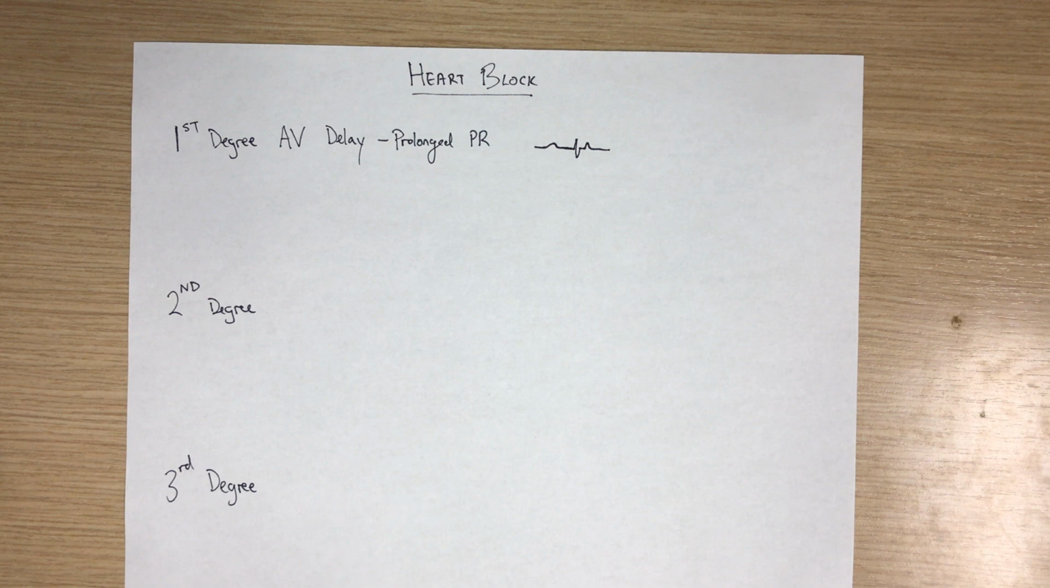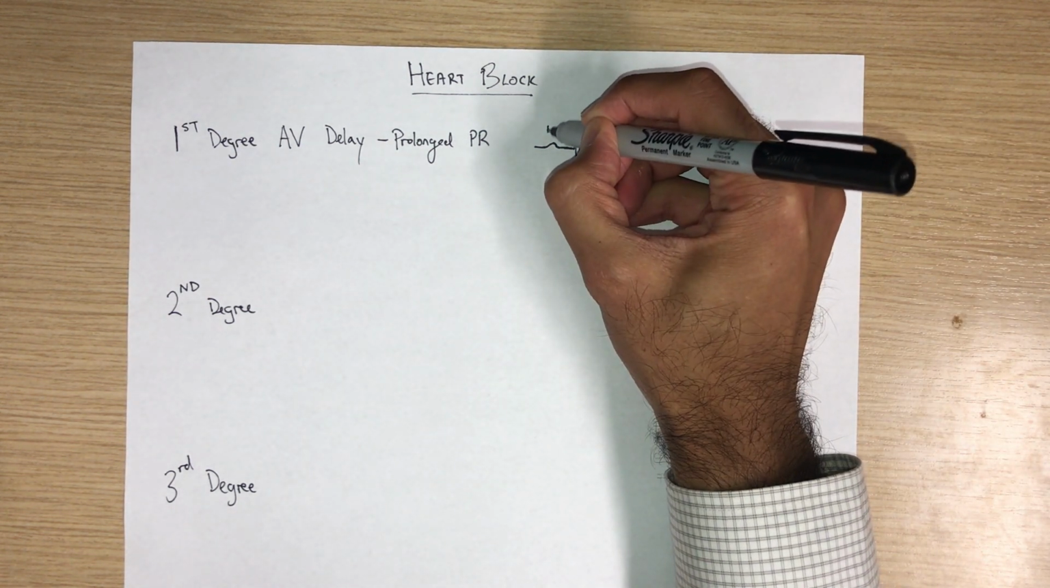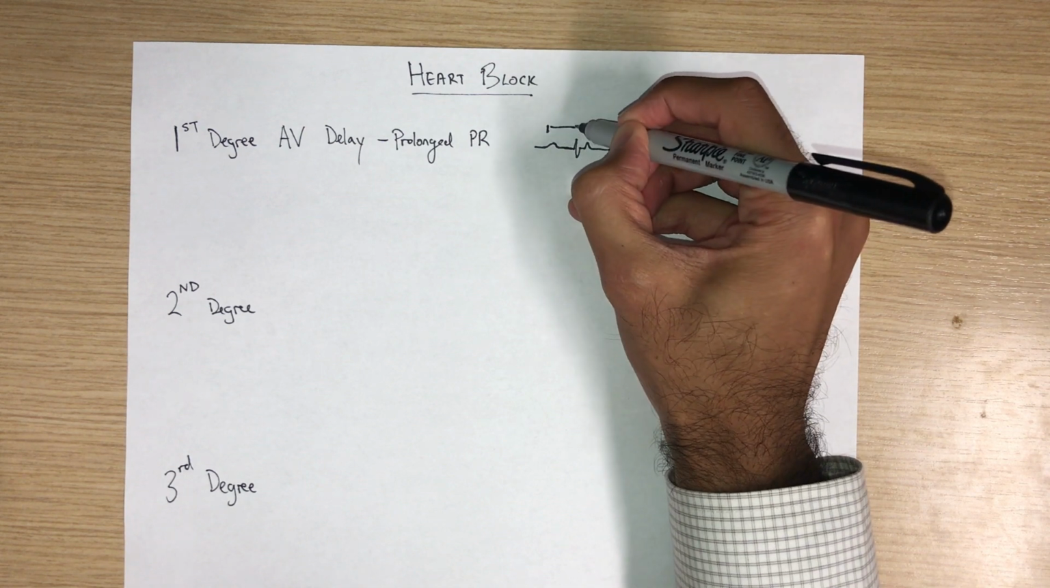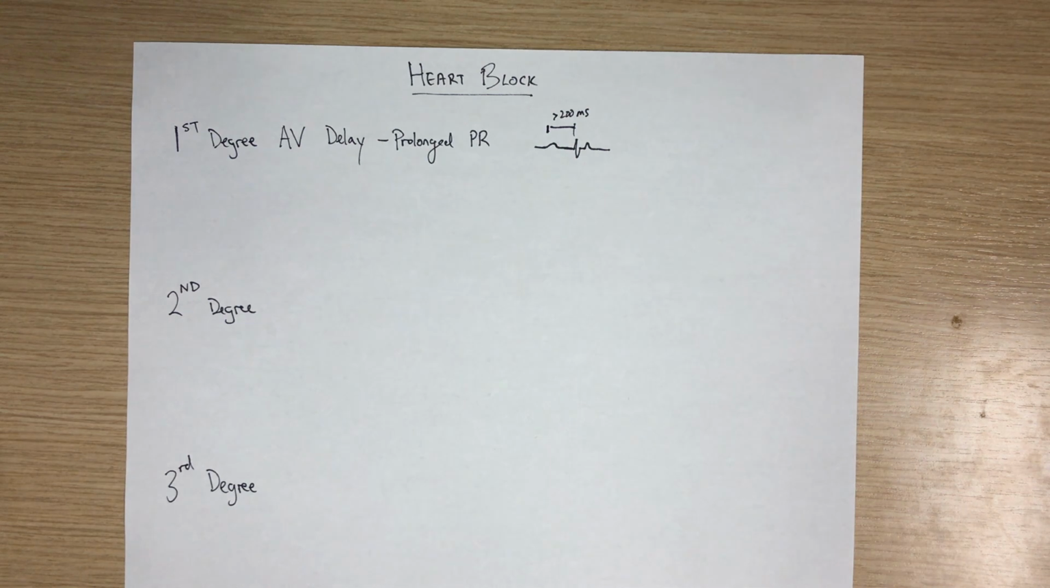Usually in these cases the PR interval is greater than 200 milliseconds. And that's measured from the beginning of the P wave to the beginning of the QRS, greater than 200 milliseconds.